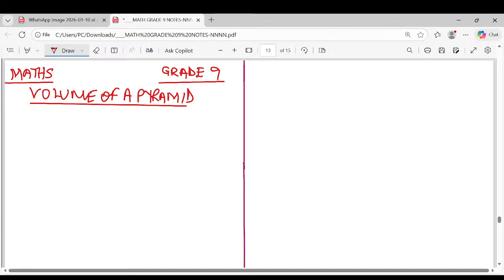Today we are going to proceed with our grade 9 mathematics class, and our area of focus in this lesson is going to be how to calculate the volume of a pyramid.